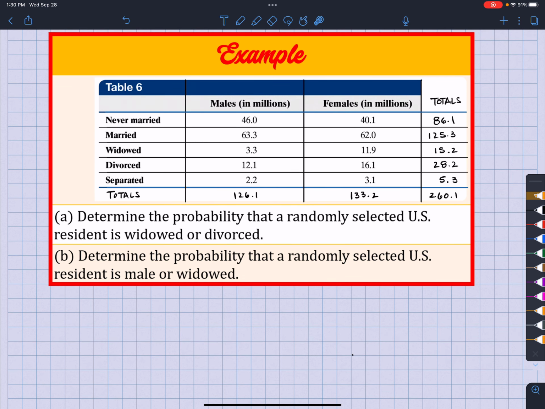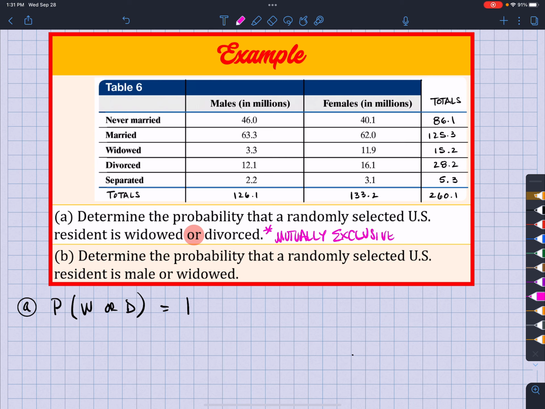With that being said, determine the probability that a randomly selected U.S. resident is widowed or divorced. So let's look at A. I want to find the probability of widowed or divorced. Now, do widowed and divorced have anything in common? No. So this is going to be mutually exclusive, because they don't have anything in common. So I'm going to find the probability of widowed and add it to the probability of divorced.